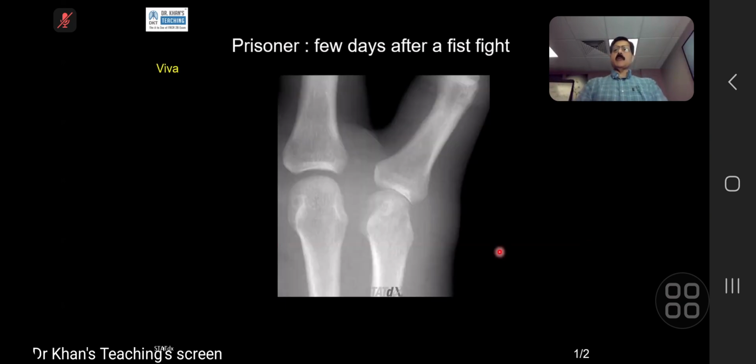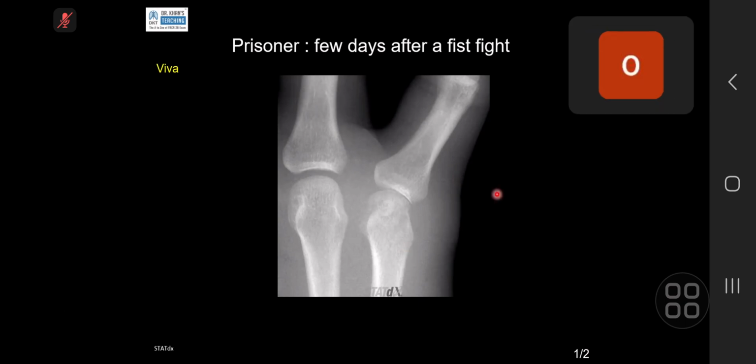So this patient is a prisoner. He ended up in the prison because he had a fight, a fist fight on a Saturday night, and then he developed some symptoms. Over to you. What are the findings here? What is your diagnosis? Presented with a zoomed in radiograph of a metacarpophalangeal joint, I assume.